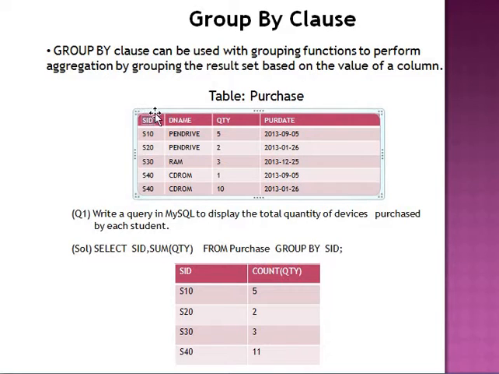Remember, for a column to be eligible to become a primary key, all its entries must be unique. There must not be any duplicate entries. So this column, since it is not a primary key, is not going to uniquely identify every record in this table. Now let's try to understand the group by clause with the help of this table named purchase.